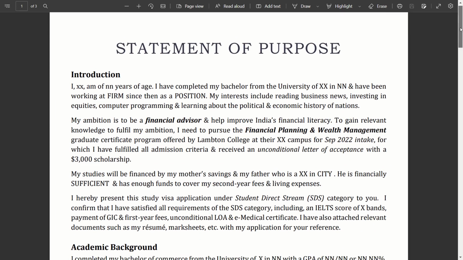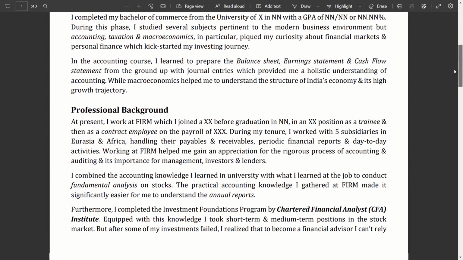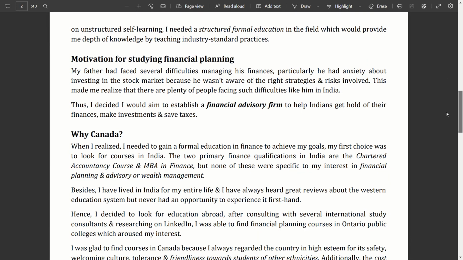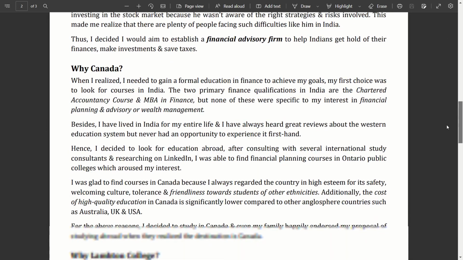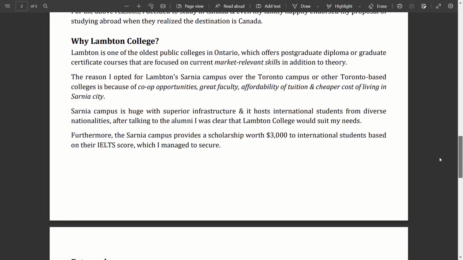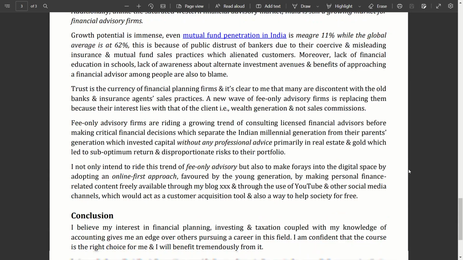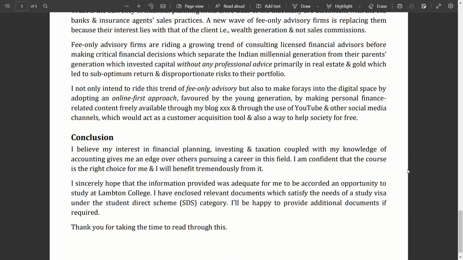Look at the introduction, academic background and professional background. You can pause the video and look at every paragraph. So now you basically get an understanding of how to write your own SOP, and you don't need to worry.